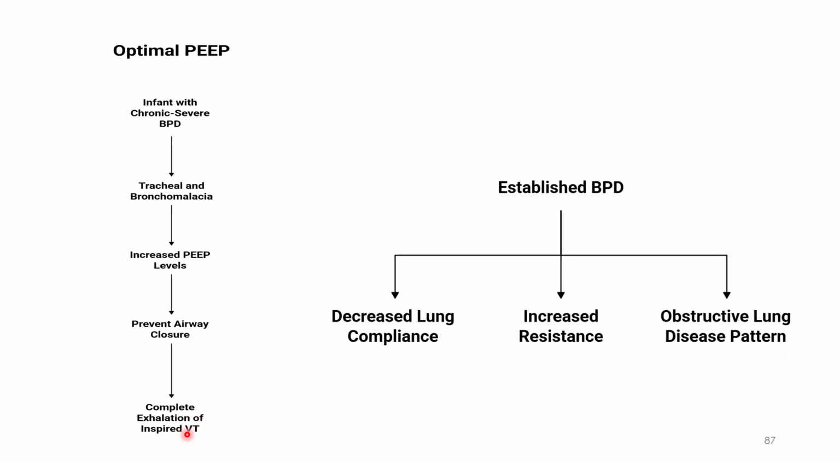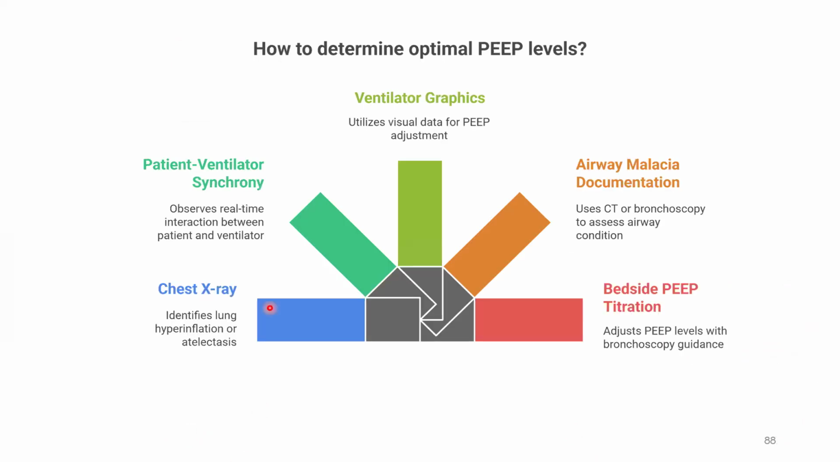How can we determine whether the PEEP I set is optimal? There are ways you can determine this. First, you can see the chest X-ray. If there is 8 to 9 rib expansion, that is good. Then you have to see the patient-ventilator synchrony. That is important. If patient-ventilator synchrony is going on, that means the PEEP level is optimal. How? I will explain in a later part of the slides.